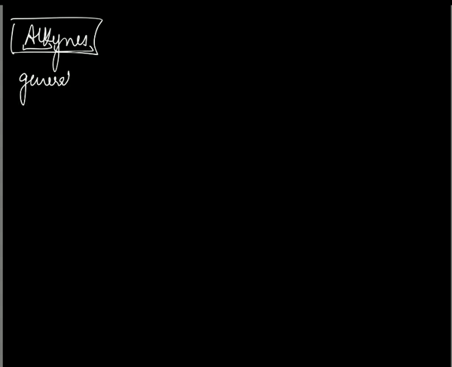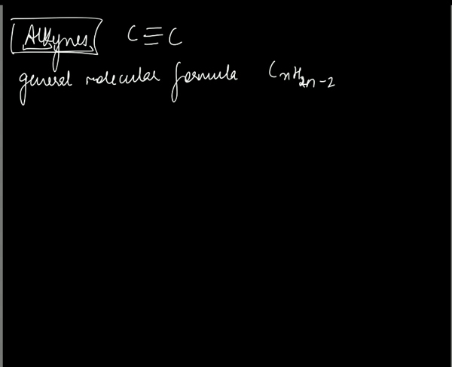The general molecular formula for alkyne is CnH2n minus 2. Now again, similarly to what we discussed in alkenes, alkyne requires a triple bond, right? A carbon-carbon triple bond. So if you need a triple bond to exist between two carbon atoms, you need two carbon atoms minimum.